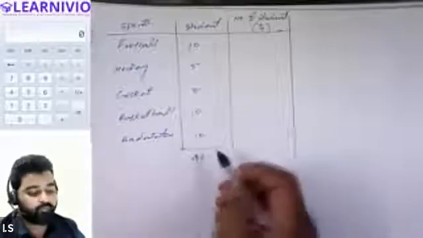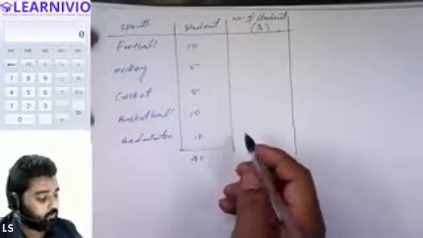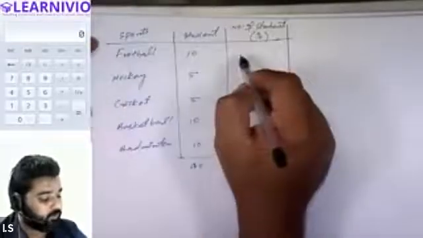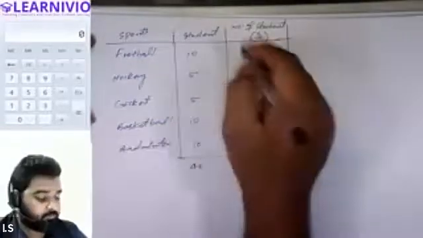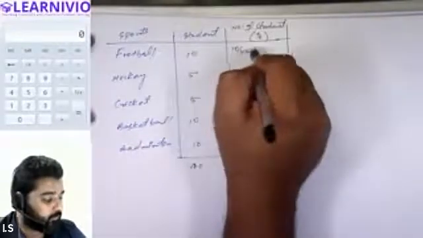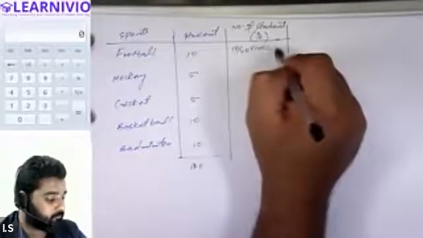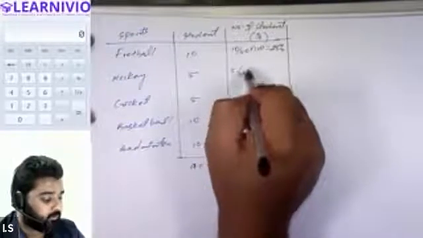In order to find out the percentage for each category of sports, we divide the number of students interested in playing football by 40 and multiply it by 100, to find out the percentage of students who are interested in playing football. So that will be done in this manner: 10 divided by 40 into 100. It is 25%.